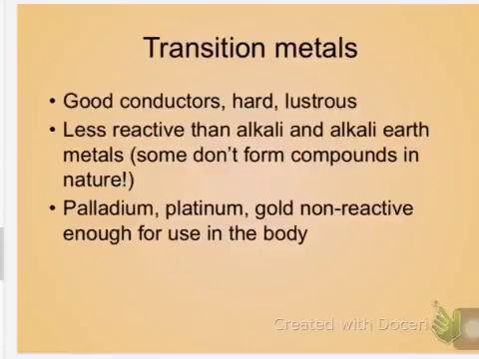There are some that actually don't even form compounds. Gold doesn't form compounds in nature. Silver will form compounds. You can get silver oxides, but just as often you can find veins of pure silver. You can also find veins of copper. They're not completely unreactive. You can oxidize copper or silver or anything else, but some of them don't.